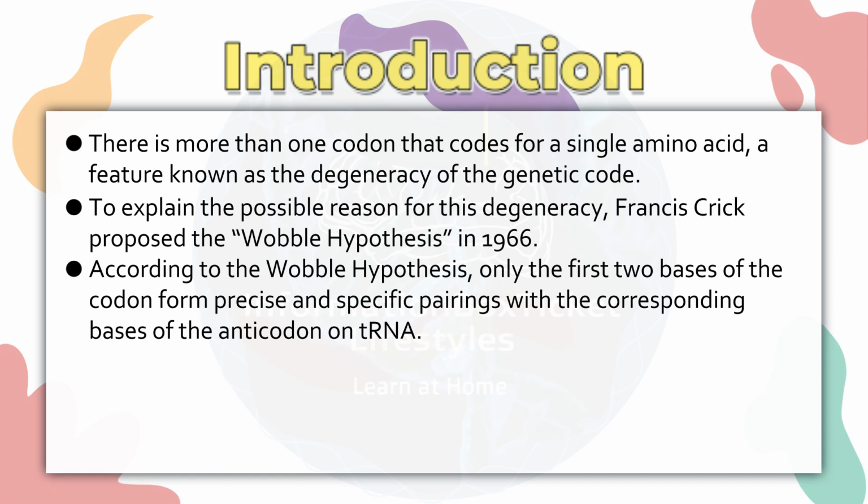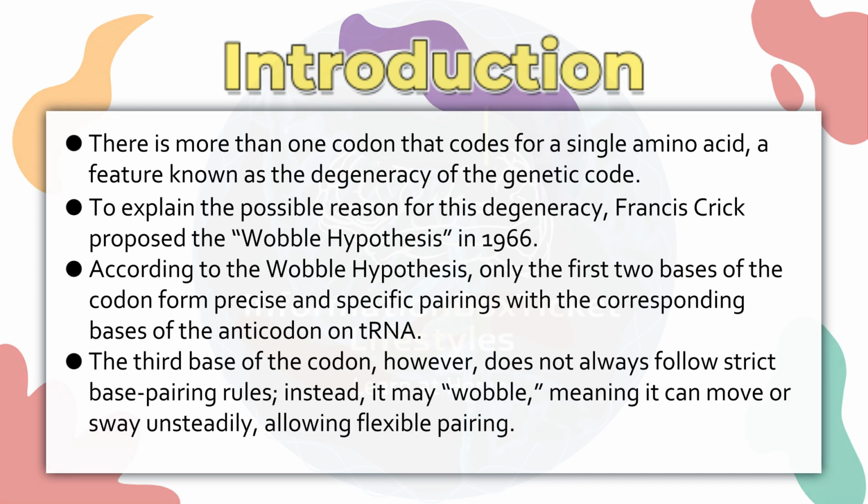According to the Wobble Hypothesis, only the first two bases of the codon form precise and specific pairings with the corresponding bases of the anticodon on tRNA. The third base of the codon, however, does not always follow strict base pairing rules. Instead, it may wobble, meaning it can move or sway unsteadily, allowing flexible pairing.